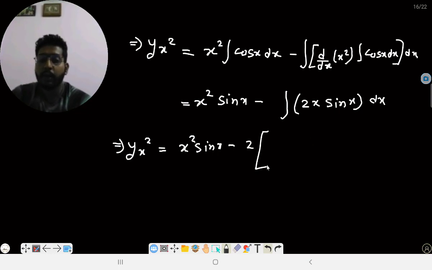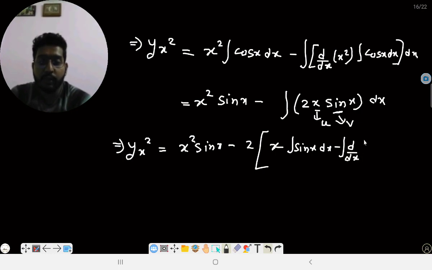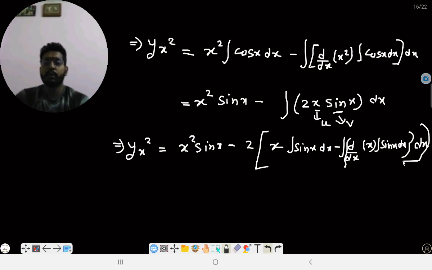Okay, done. Now again you can see this is the uv form. Again x sin x, so u will be x, and this will be my v. Now use the same formula: x times the integration of sin x dx, minus the integration of d/dx of x times the integration of sin x dx. And at the end there will be a bracket dx, only by parts. So this is the by parts form only.